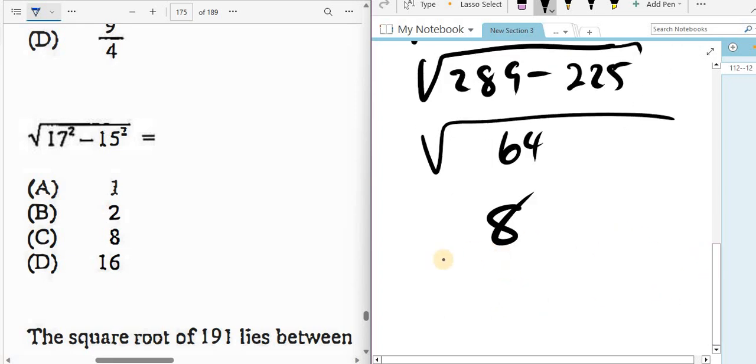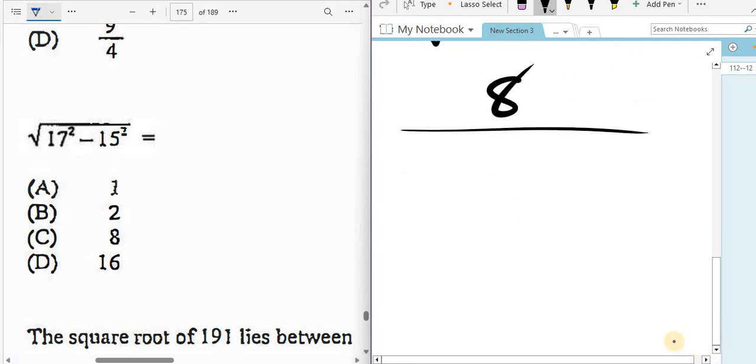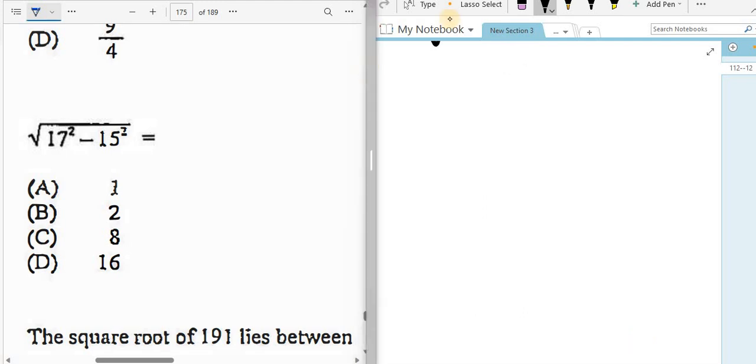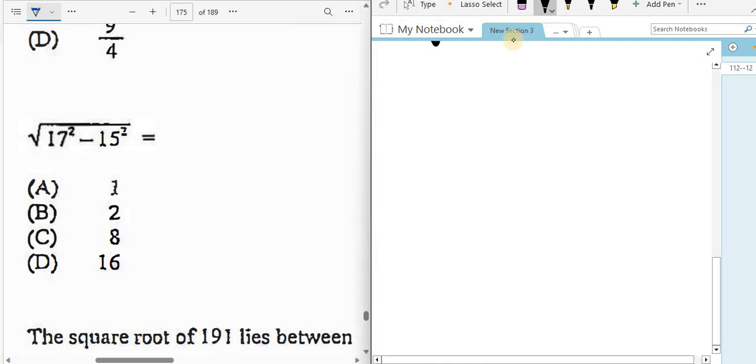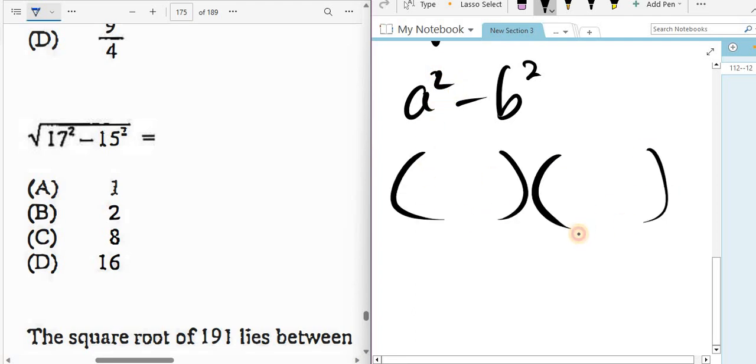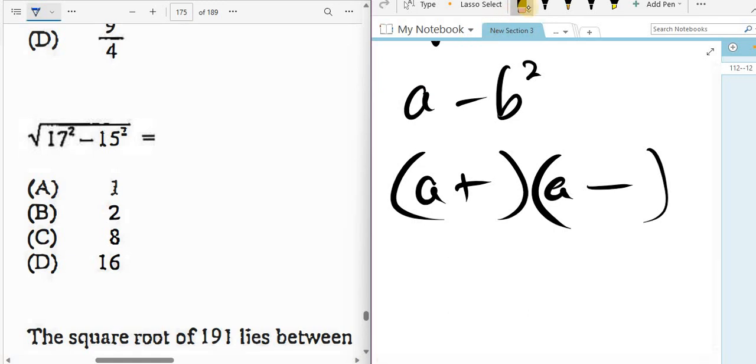Alright? The other method to use is called, one second. Anyway. Okay, so for this one, do you remember this concept, difference of two squares? That if we have a squared minus b squared, we can write it as what? The product of a binomial's conjugate, plus in one bracket and minus in the other. So we can take the square root of a squared, which is a, and the square root of b squared, which is b.